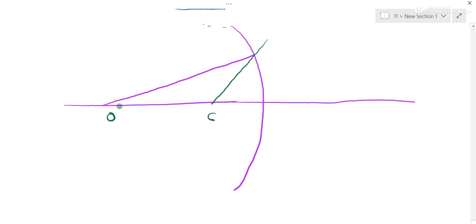O, C and this is I. Make a proper ray diagram. Put arrow on O and I. This is the normal. M, P, rest of the labeling. Object ray, object angle alpha, C is gamma, I is beta. Now, O and C is the angle of incidence and I and C is the angle of refraction.